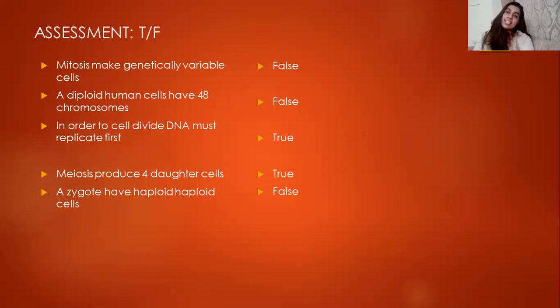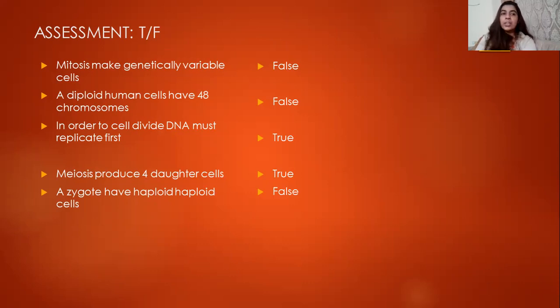So, in the last, I want to ask you some questions. Mitosis makes genetically variable cells. Is it true or false? According to me, it's false. Diploid human cells have 48 chromosomes. No, I told you that it has only 46 chromosomes. So I would stick with that. This statement is false.